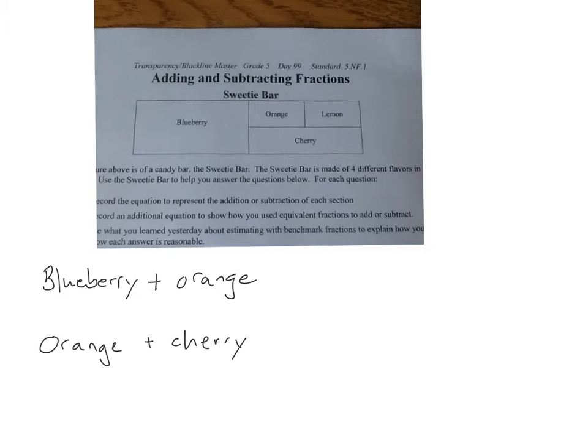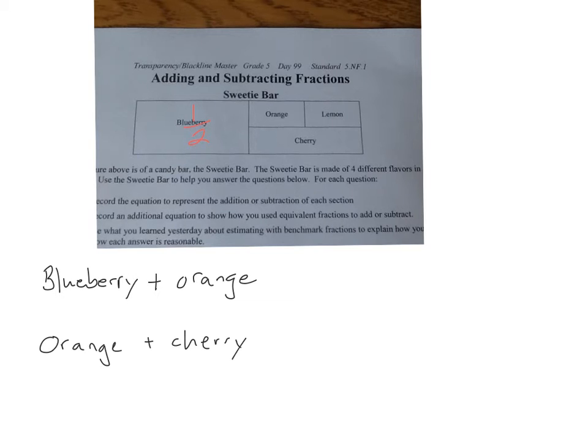So what we have here, and you will see this tomorrow in class, we have a Sweetie bar. It's a candy bar, and you can see that it is made up of different proportions of flavors. So when I look at this section here, I can really easily see that the blueberry is half of the candy bar. So I will write 1/2 there for blueberry.